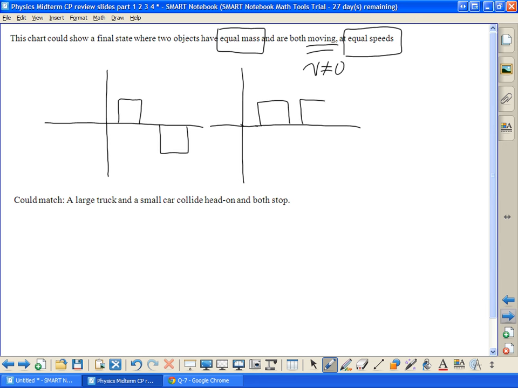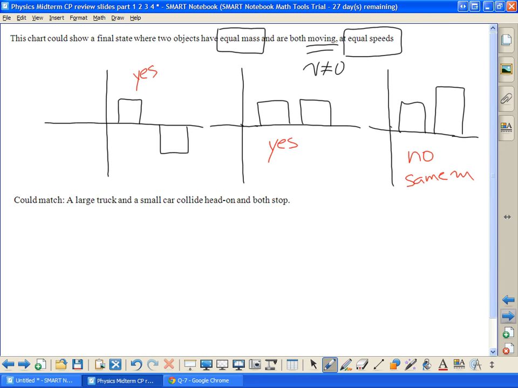Could these match? Okay, actually, yes. Is this momentum? Yeah, but it says equal mass. If they have equal mass, okay, same, they have the same mass. So there must be a difference. Therefore, these must be different speeds.